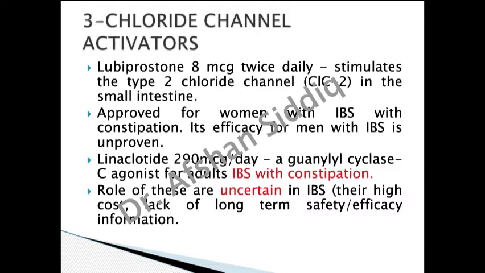Linaclotide 290 micrograms per day, a guanylyl cyclase C agonist, is effective for adult IBS with constipation. The role of these is uncertain in IBS. They are limited due to their higher cost and lack of long-term safety and efficacy information. So therefore, these drugs are not considered a good choice for the treatment of IBS.